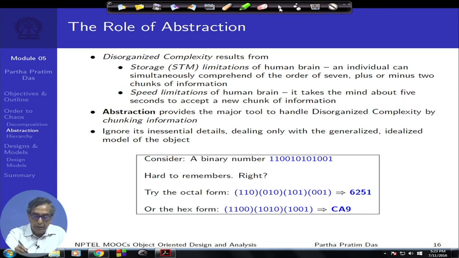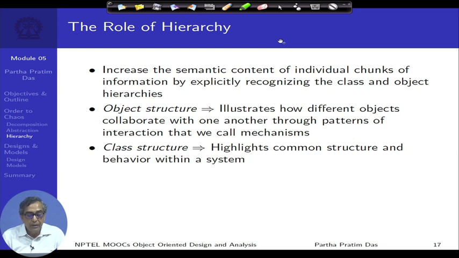Finally, the design process benefits a lot from the role of hierarchy. We have already seen different hierarchies in the canonical form, and again it can increase the semantic content of individual chunks by explicitly recognizing the hierarchy structures. We have already noted that 2 major hierarchy structures are part of the canonical form: the object structure, which shows how different objects collaborate, and the class structure, which shows what is common between different structures and behaviors within a system.